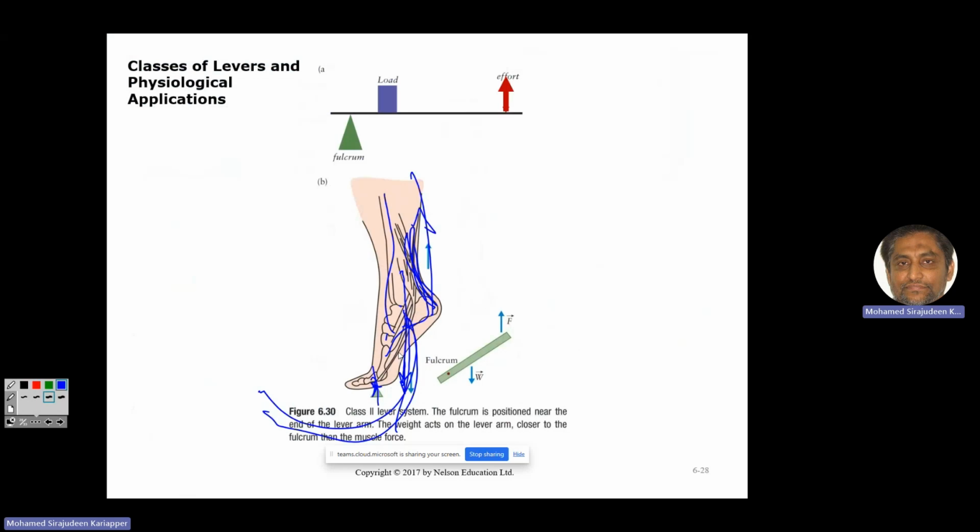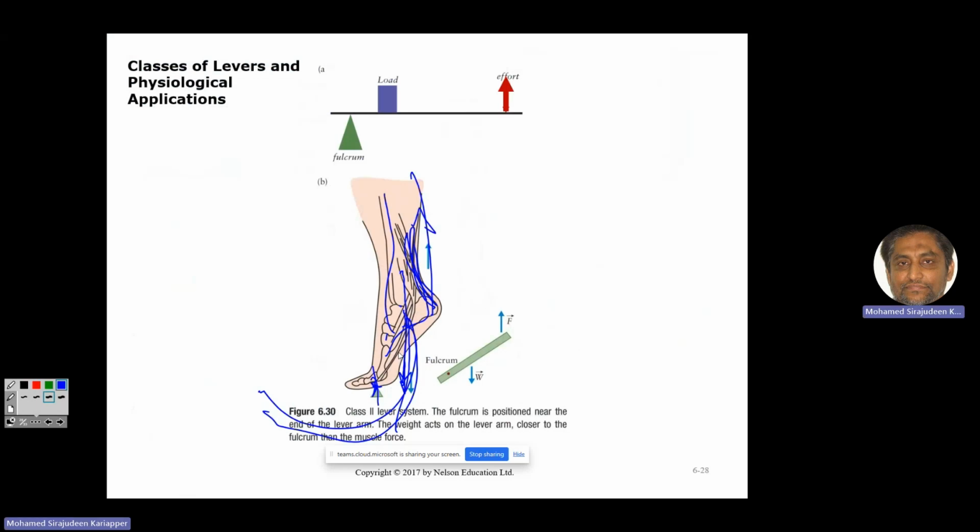Achilles tendon. The same name? It's connected. Okay, the tendon is the Achilles tendon, and it is connected to the muscle, so we have to look at the tendon. Anyway, fine. So that is class 2. What should be class 3?